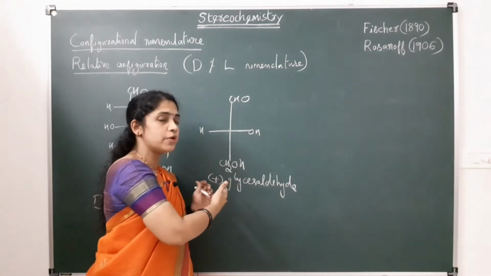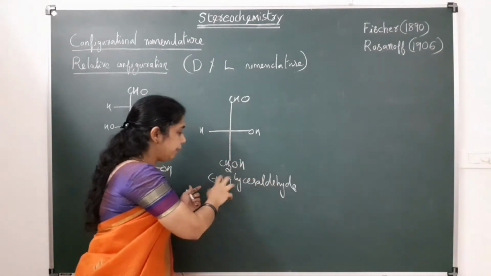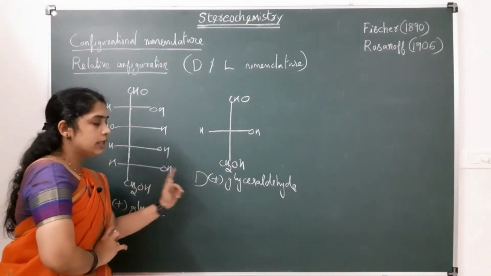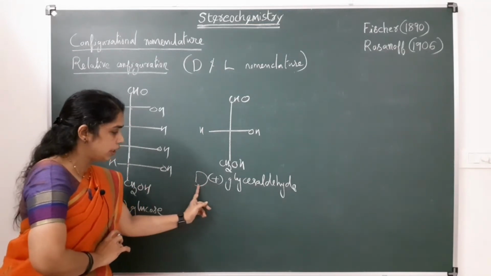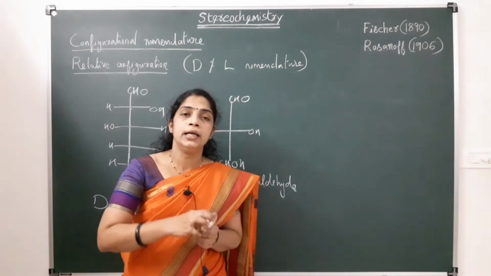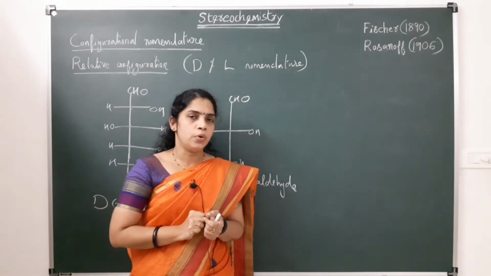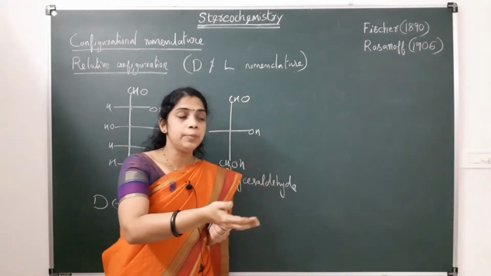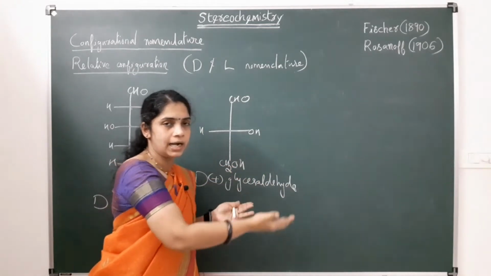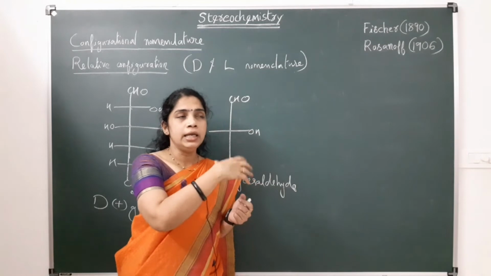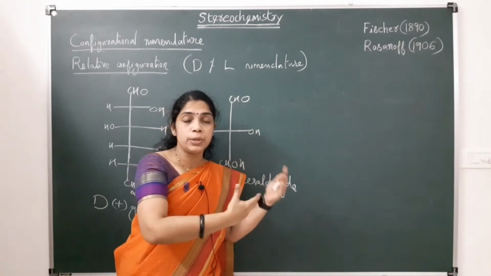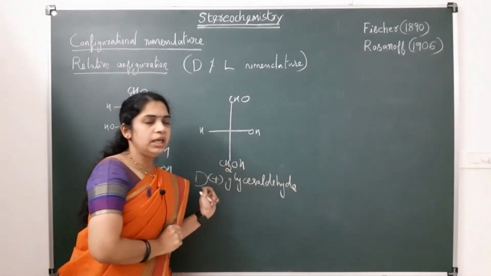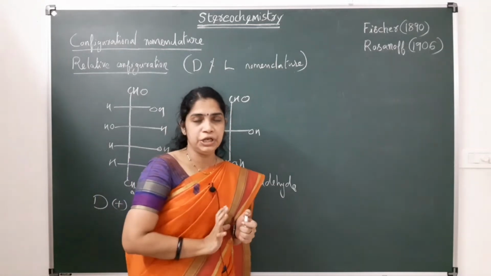After this observation, this D plus glyceraldehyde, here also D, because similar chemical transformations are possible, is taken as the reference compound. Later he predicted that any molecule that can be synthesized from this D plus glyceraldehyde, or any molecule for which chemical transformations are possible with this D plus glyceraldehyde, belongs to this D family. That is his prediction.